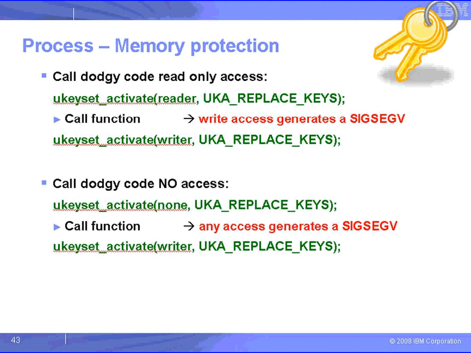And the same on the second example here, if we want to call a piece of code that has no access to a protected memory, then again we can call it with a key called none that we initialized earlier, and then if it does a read or a write access to this memory, we'll get the signal generated.